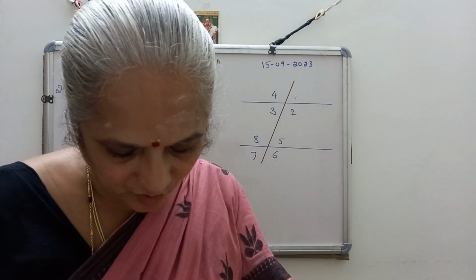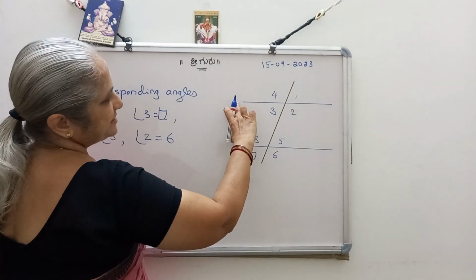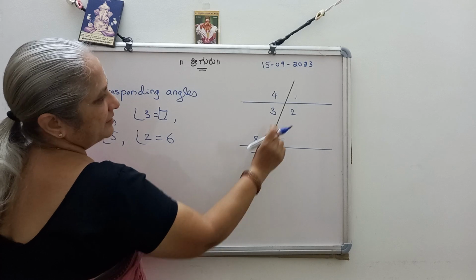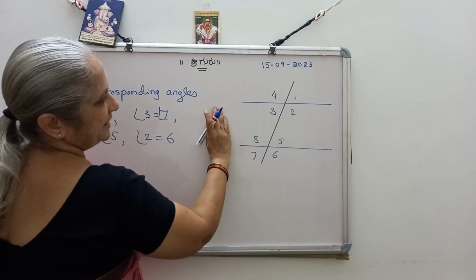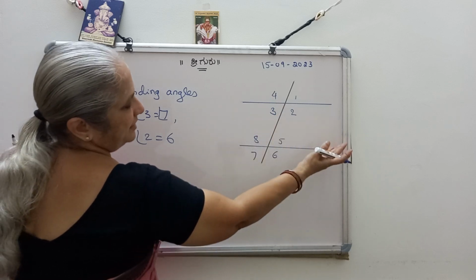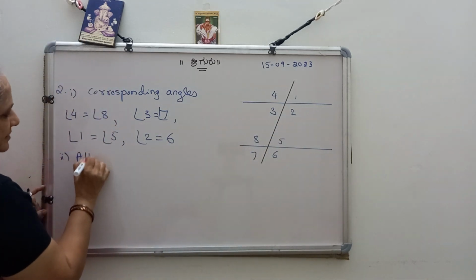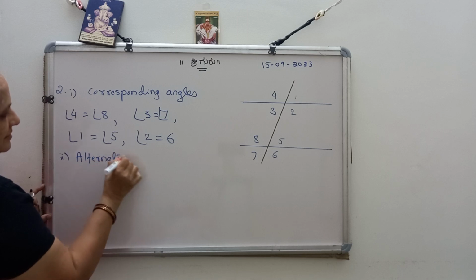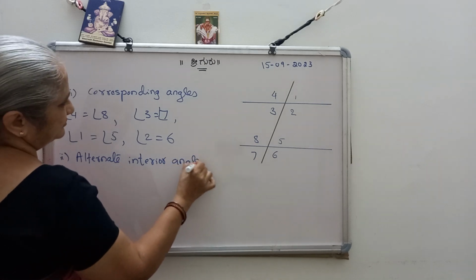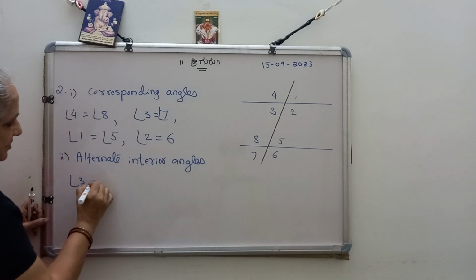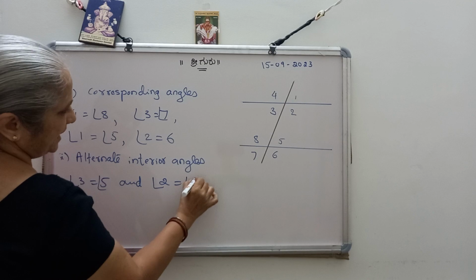Next, the second one. Identify pairs of alternate interior angles. Interior angles means inside the region of two parallel lines. What are they? 2, 3, 8, 5. And alternate means one angle on this side of the transversal, another angle on the other side of the transversal. 3 and 5. Alternate interior angles. That is angle 3 is equal to angle 5 and angle 2 is equal to angle 8.